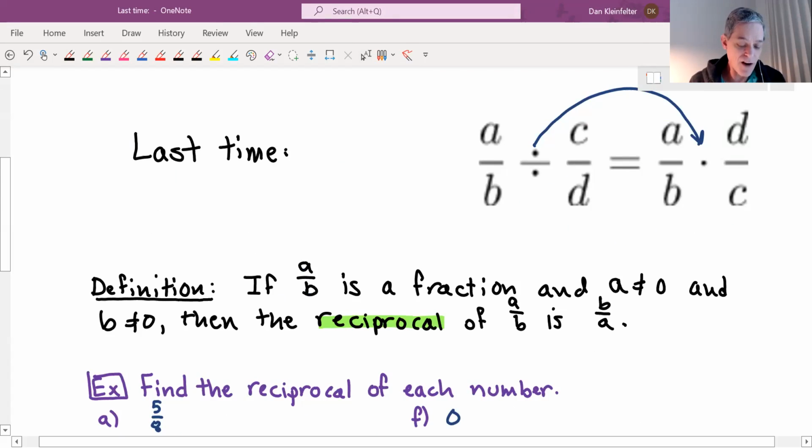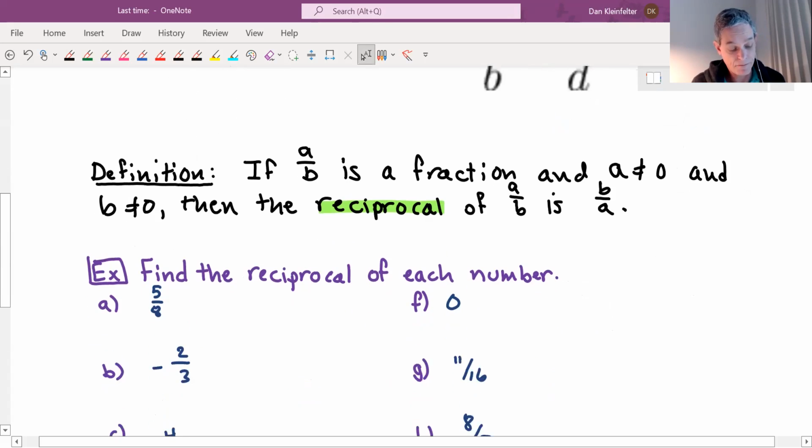If a over b is a fraction, and a is not 0 and b is not 0, so neither the numerator nor denominator can be 0, then we're defining the reciprocal of that original fraction, a over b, to be b over a. So basically, we're going to swap the numerator and denominator. That gives us the reciprocal of the original fraction.